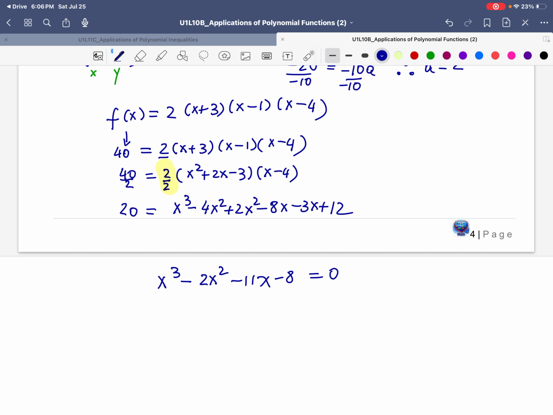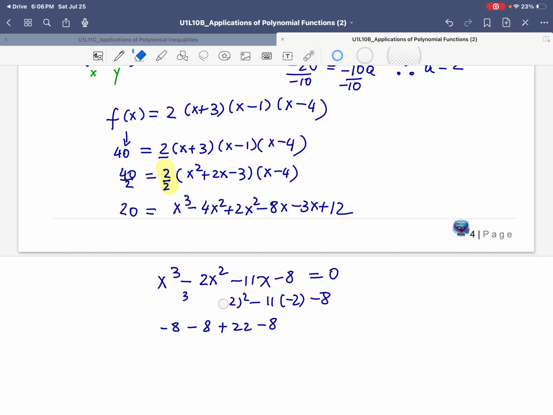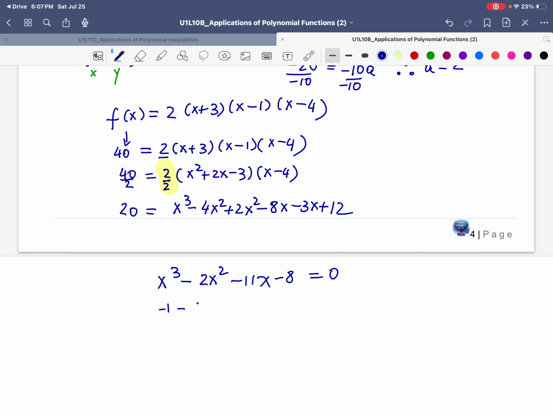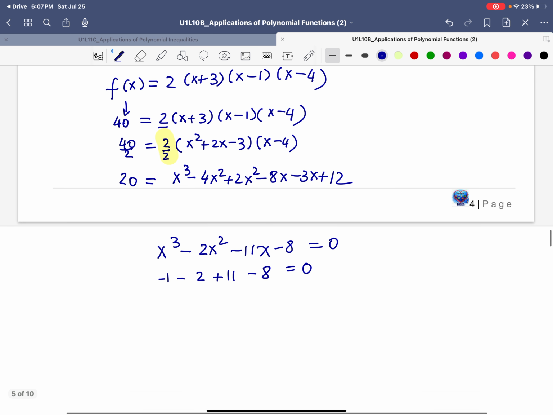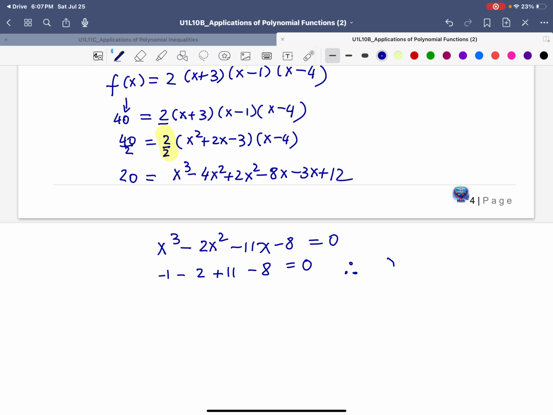So I'm going to give negative 2 a try. So we have negative 8. We have another negative 8 in here. Plus 22 and then minus 8. That's not going to work. We didn't try negative 1, but that would be plus 11 minus 8. So we have, oh, there you go. We shouldn't have missed negative 1, so that would be 0. So therefore, we're going to say that x plus 1 is a factor.